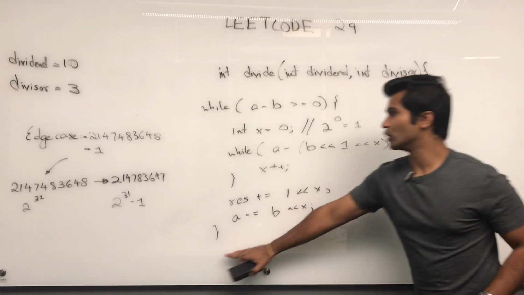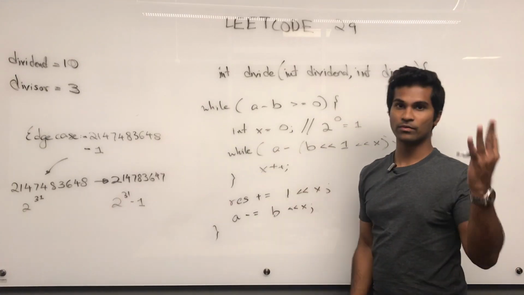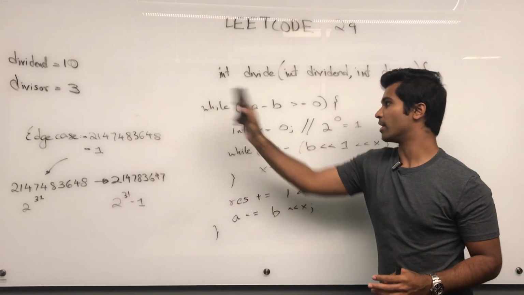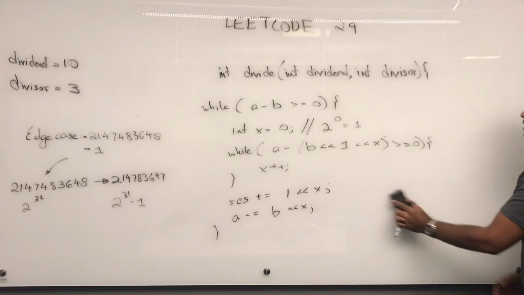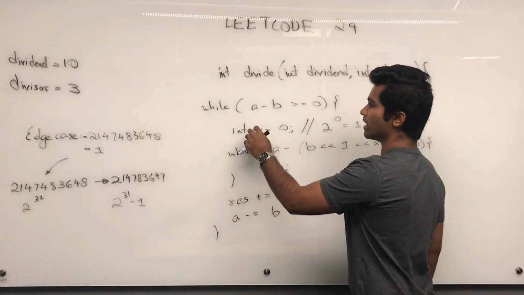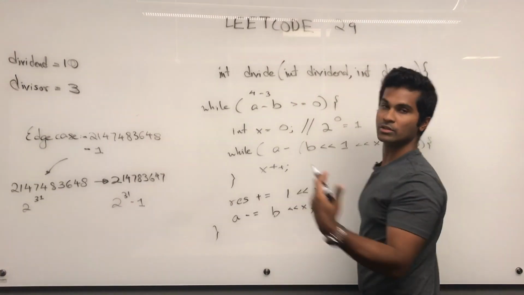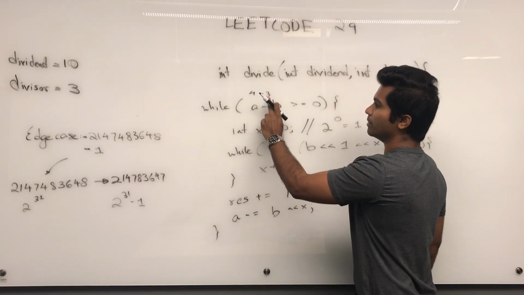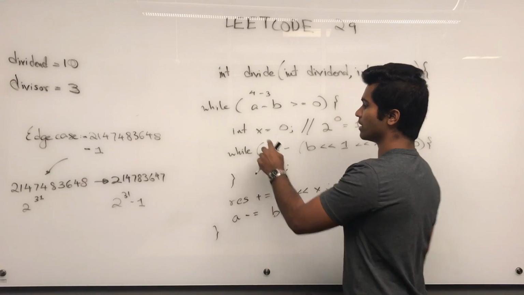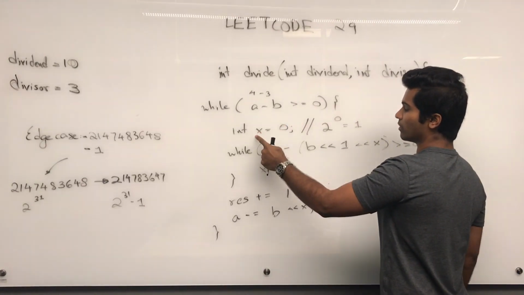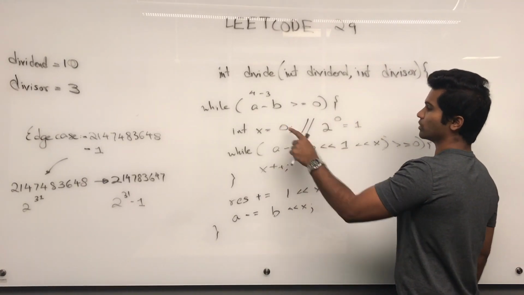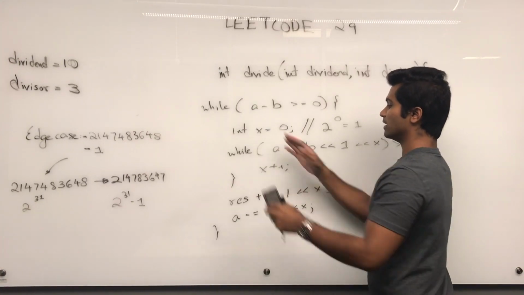Now the next time we go around in this outer for loop, a is going to be 4 and b is still going to be divisor. So next time when we go in here, we know that a minus b, 4 minus 3, if it's greater than or equal to 0, then b can go into this at least once, right? So when we want to represent 1, we're going to represent it with 2 power 0, which is 1. Now x is going to be 0.